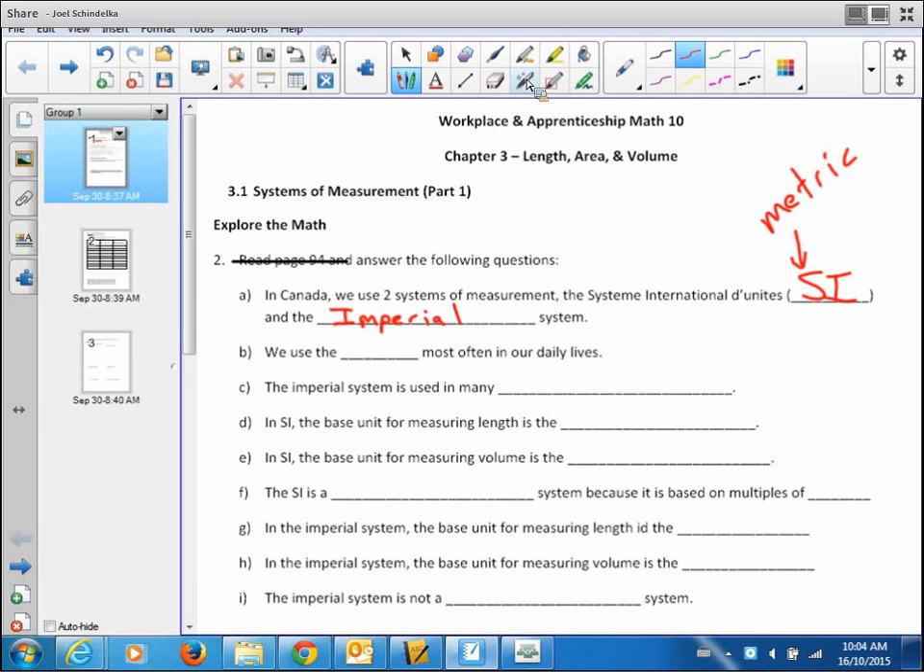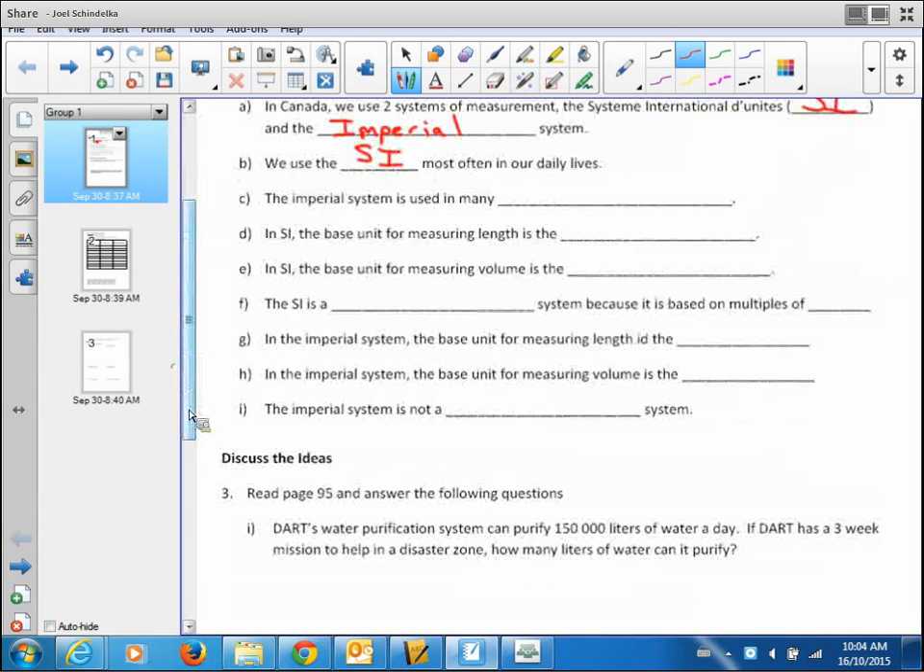Which do you use most often in Canada, do you think? Speed limits, things like that, that's kilometers per hour. We use the SI units most often in Canada. However, if I asked anybody in this classroom how tall they are, you're giving them feet and inches, right? So it's a combination. That's imperial, the feet. The imperial system is used in a lot of trades, like carpentry. Weights and pounds and stuff like that. Pretty common.